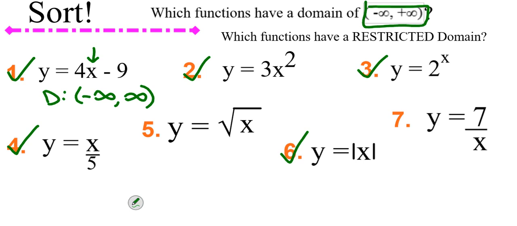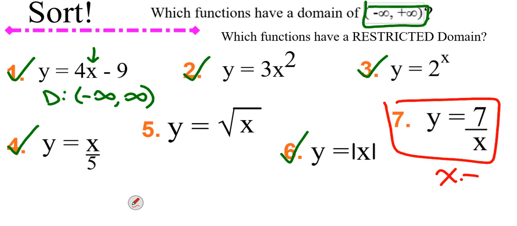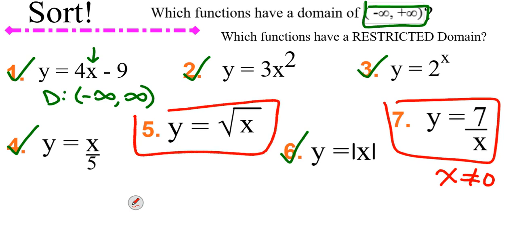So we already looked at 7. Let's do the red for this. Here we know x cannot equal 0. So we have a restricted domain, and we're going to talk about how to write that in the next slide or two. And for 5, x cannot be just anything it wants, right? It can't be negative 3. The square root of negative 3 is not going to give us a real number for the value of y. So x can't equal not just negative 3, x can't equal negative numbers, right? And so that's going to have a restricted domain.